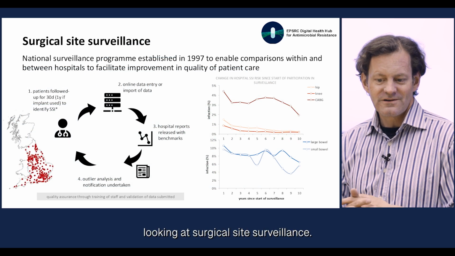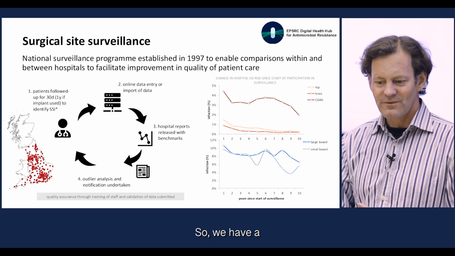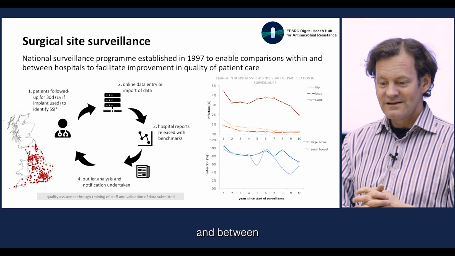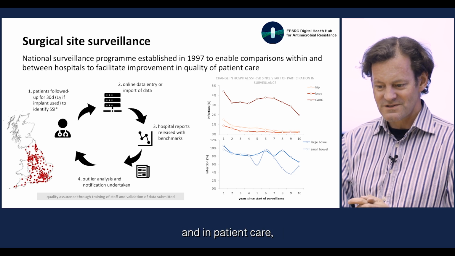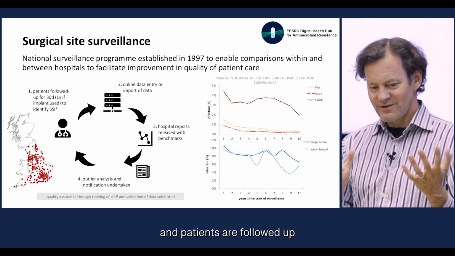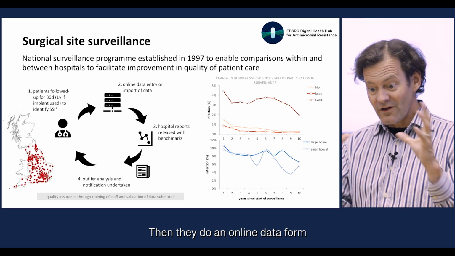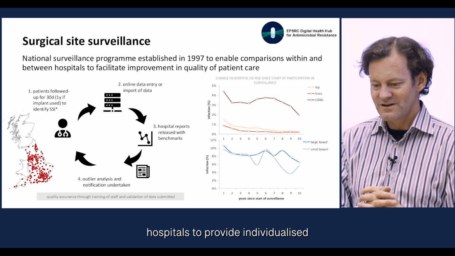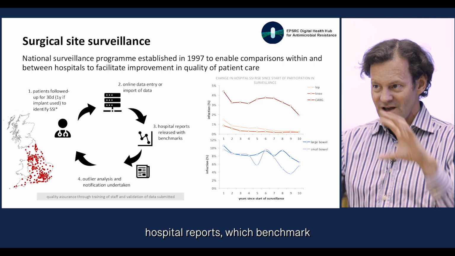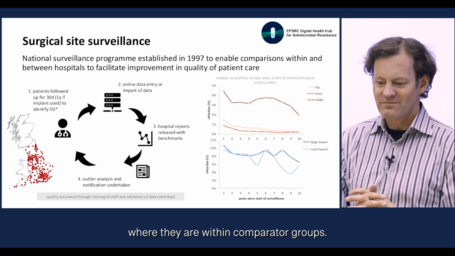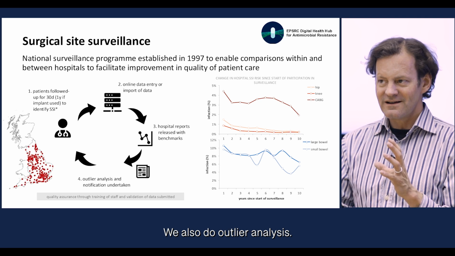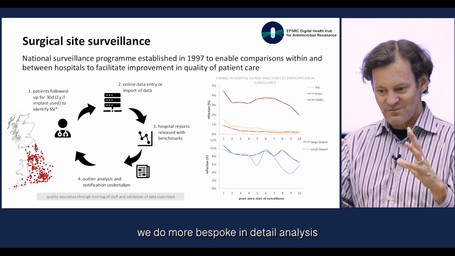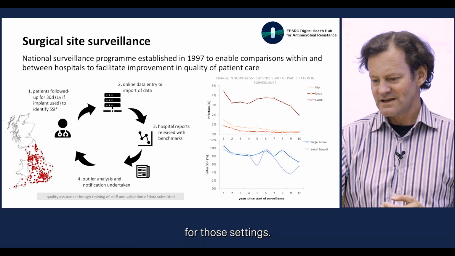Another example of this is surgical site surveillance. We have a national surveillance program established in 1997 to enable comparisons within and between healthcare facilities to facilitate improvements in patient care. Patients are followed up for 30 days after surgery, and then they do an online data form. We aggregate all data from across the contributing hospitals to provide individualized hospital reports, which benchmark where they are within comparator groups. We also do outlier analysis. So if there are hospitals that we think are performing differently than what we might expect, we do more bespoke, in-depth analysis for those settings.